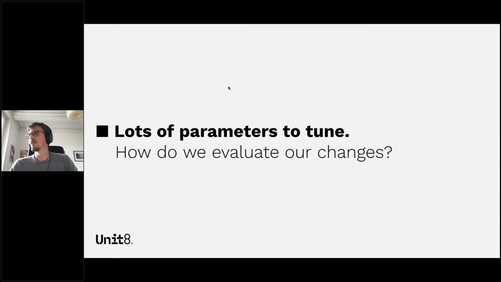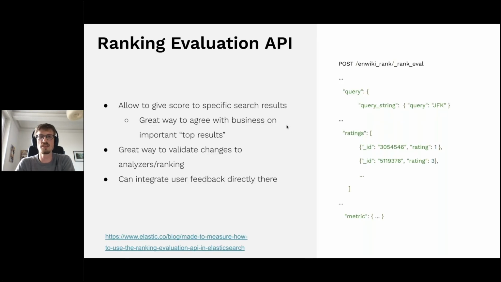I'm already at 33, so I will go a bit quicker on that step. There are lots of things we can tune. So that's a risk when we change them to break some things that are working. And one useful tool that Elastic is providing is the ranking evaluation. And the ranking evaluation, what it allows you to do is to combine a list of queries as well as search results that you would like to see appearing and in which order you want them to appear.